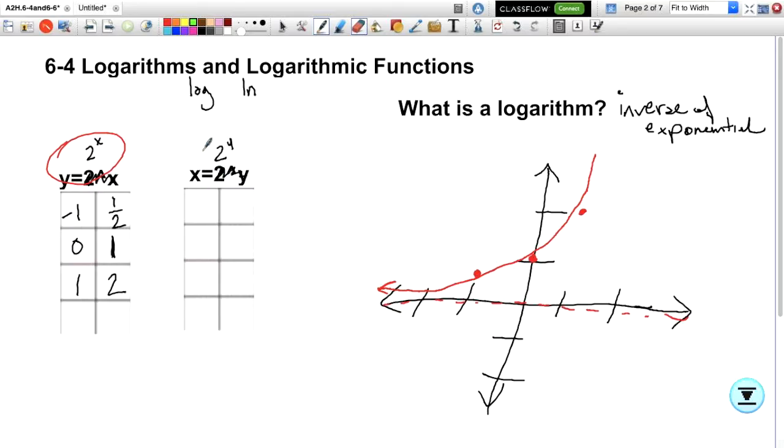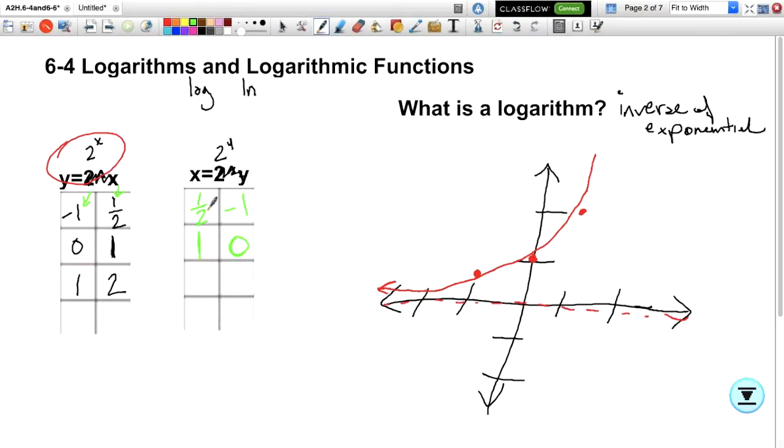So if we flip-flop x and y, back when we started inverses, we talked about you can just flip-flop your coordinate pairs. So I could have a 1/2 for x, and that would mean that my y is going to be -1. Remember, inverses are just your x and y's flip-flopped. If I have a 1 that was in my y, I can plug that in for my x, and I would get out 0.